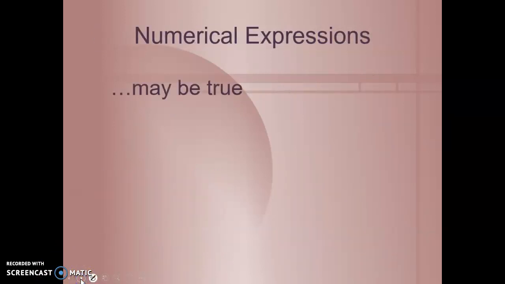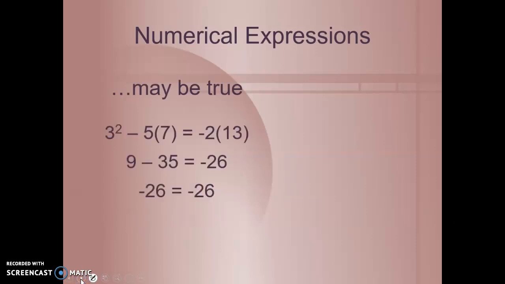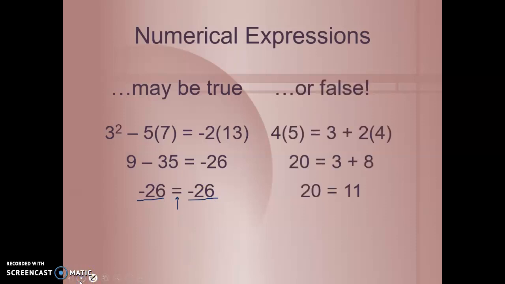So numerical expressions can be true. This equation right here is true. Negative 26 is the same as negative 26. Those are the same numbers. That is true. Or they can also be false. If I simplify this equation, I get 20 is the same thing as 11. And that's false. 20 is not the same thing as 11. So sometimes you'll be given an equation and asked to tell if it's true or false, and this is what it's asking. When you simplify it, do you have the same thing on both sides? Or if it's false, do you get two different numbers?